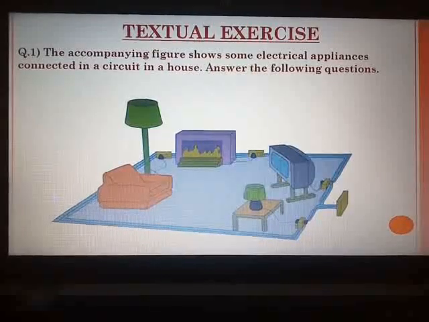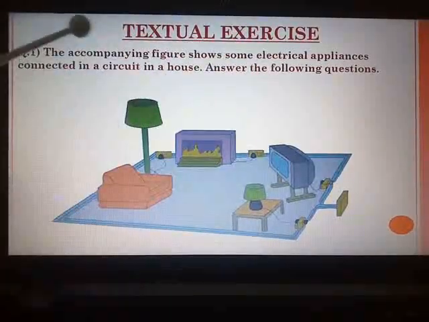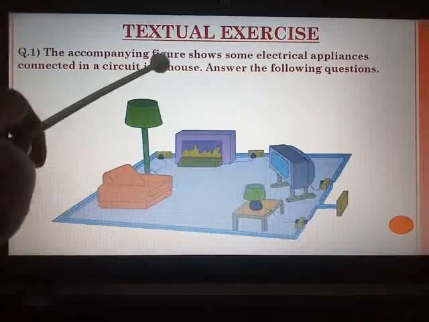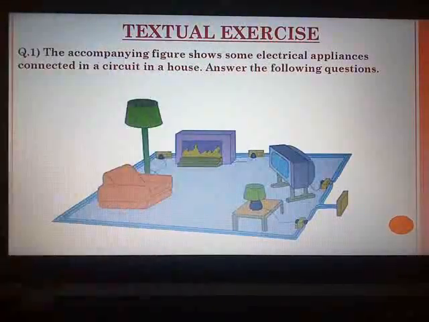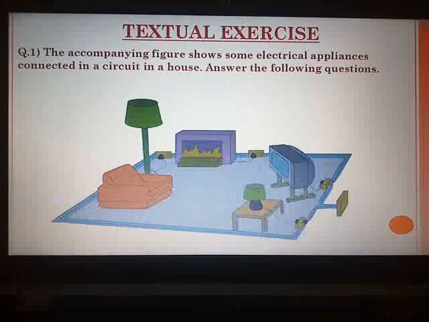The first question is, the accompanying figure shows some electrical appliances connected in a circuit in a house. Answer the following questions. Now, if you refer to this chapter's textual exercise, the majority of the questions, I can say all the questions, are application based. Very few theoretical questions are there. No definitions, no laws, no derivations. They have given us the questions in the textual exercise.